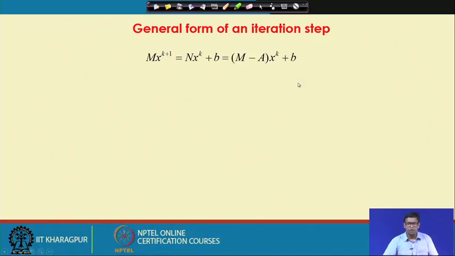The general form of an iteration step, for both Jacobi and Gauss-Seidel, is M x k plus 1 is equal to N x k plus b, where N is M minus A. So, one component of A is subtracted from A, and this comes as M, and whatever is remaining is M minus A. If it converges to one particular solution, then at the converged state M x is equal to M minus A x plus b, which is A x is equal to b.